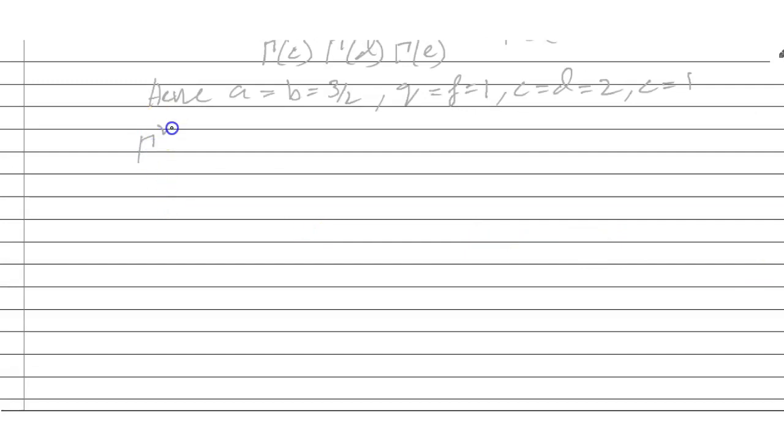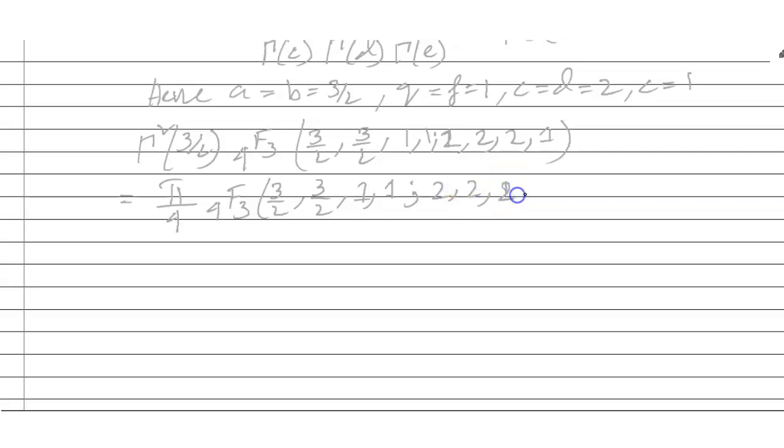We get the value gamma square 3 by 2, 4F3 of 3 by 2, 3 by 2, 1, 1, comma 2, comma 2, comma 2, comma 1, and this value is pi by 4, 4F3 of 3 by 2, 3 by 2, 1, 1, comma 2, 2, comma 1.